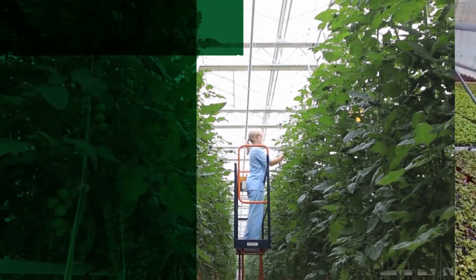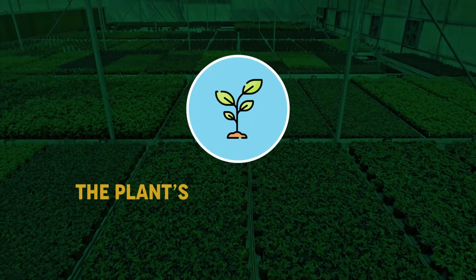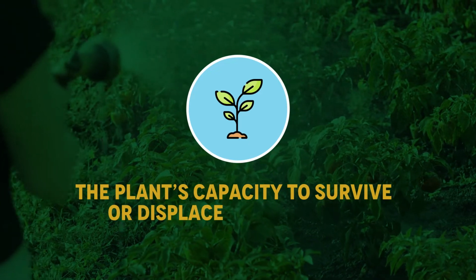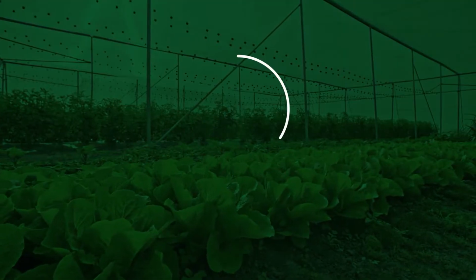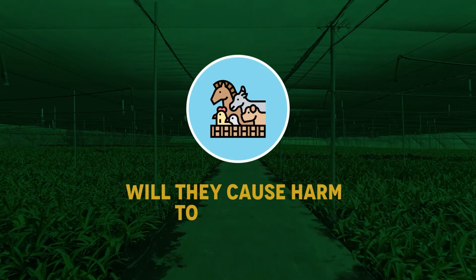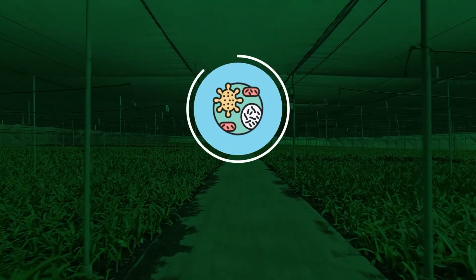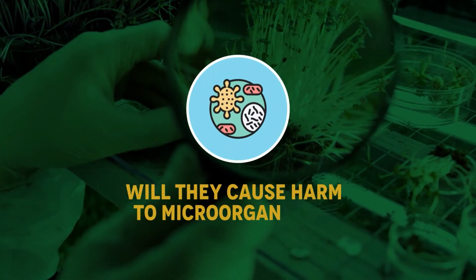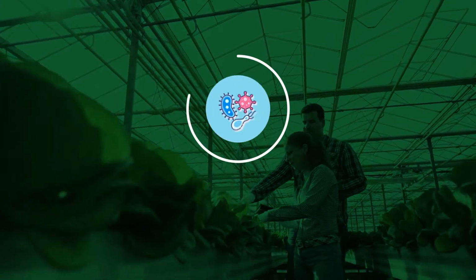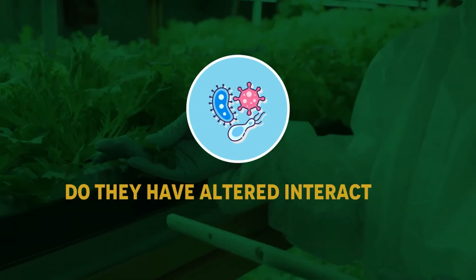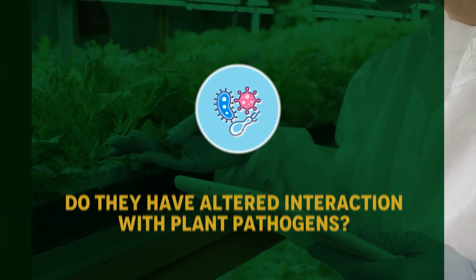Hazards that are monitored are: A. The plant's capacity to survive and displace other plants. B. Will they cause harm to animals? C. Will they cause harm to microorganisms? D. Do they have altered interaction with plant pathogens?